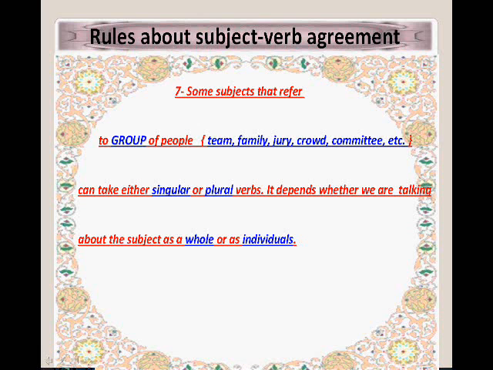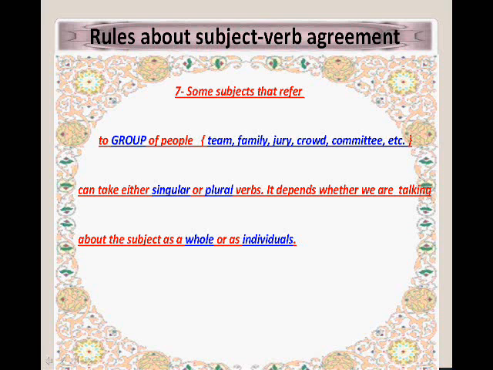Okay, let's have a look at some other rules. Some subjects that refer to group of people, like team, family, jury, crowd, committee, and so on, can take either singular or plural verbs. It depends whether we are talking about the subject as whole or as individuals. So let's have a look at them.